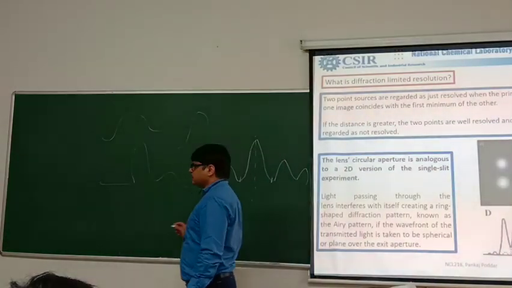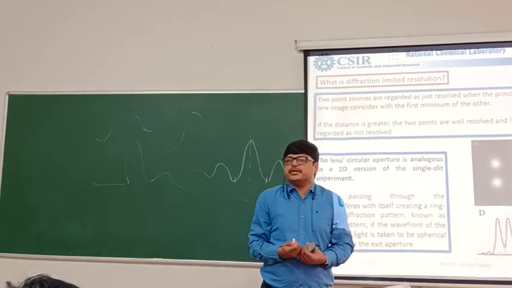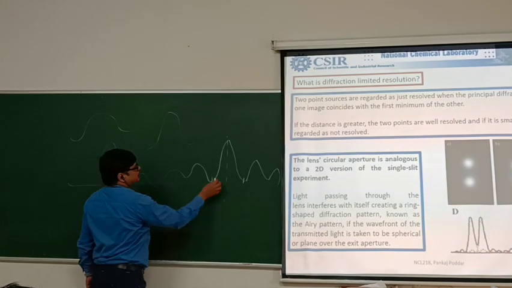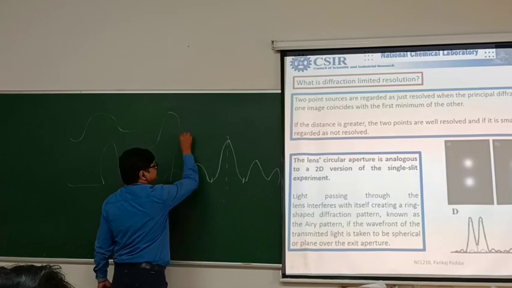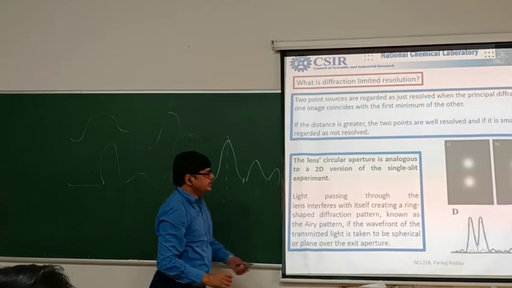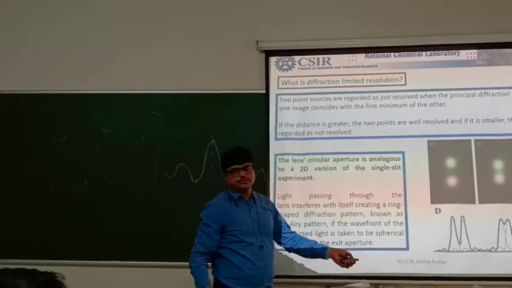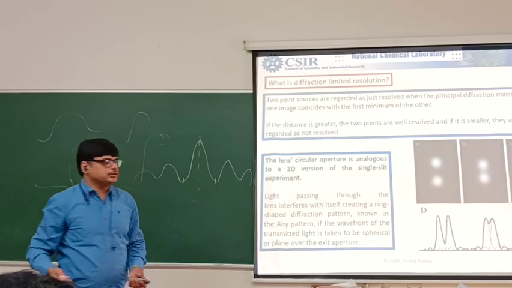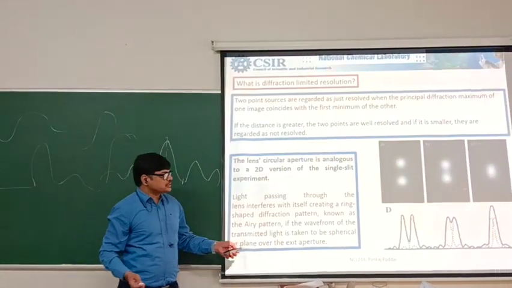Got it? So these points, when you bring them together, they will be considered resolvable only when this and the central maxima actually coincides, as it shows, with the first minimum of the neighboring point. If the distance becomes smaller than that, then they are not considered resolvable. Actually, it's already here, right? So this is not resolvable.